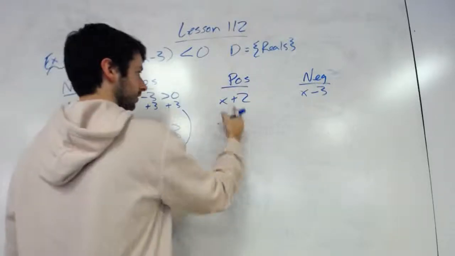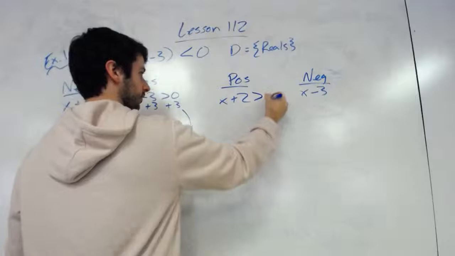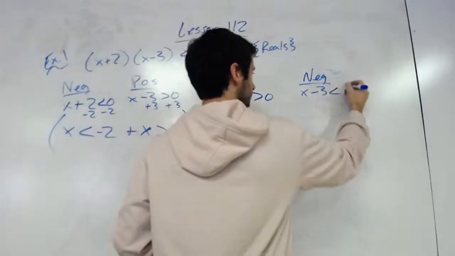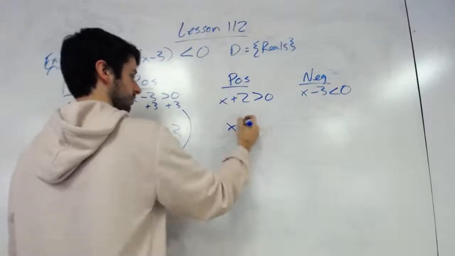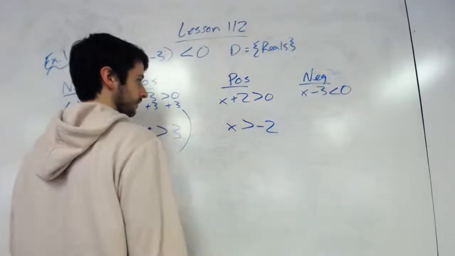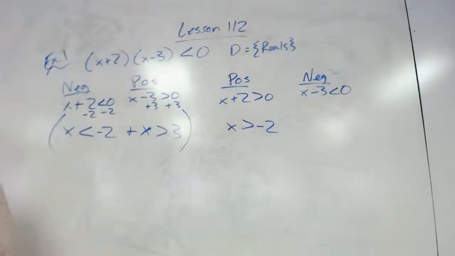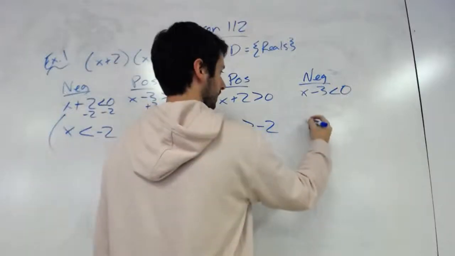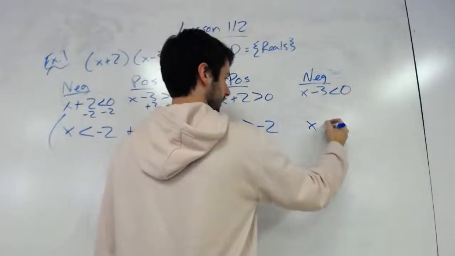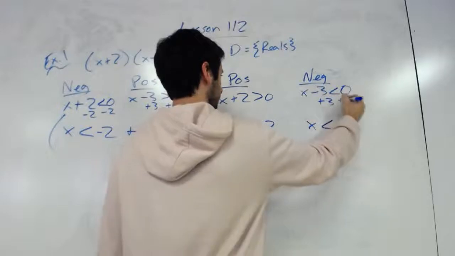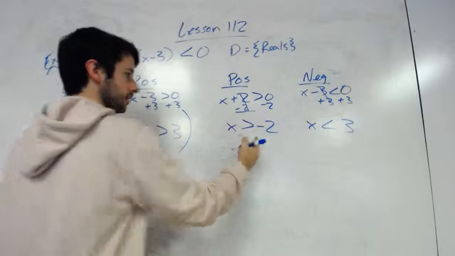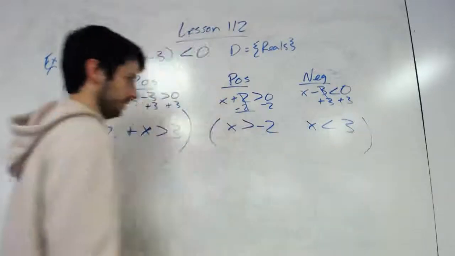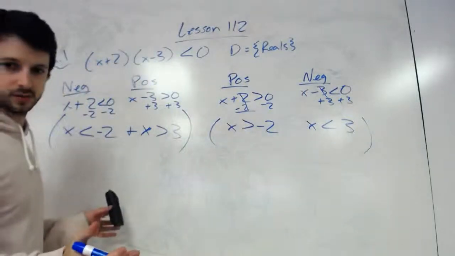So when we solve, if we want this positive, so that'd be greater than 0, less than 0, positive, negative. So we say x is greater than negative 2, as well as x is less than positive 3. Okay. So again, we have these two options here. Now we got to see which one actually works.